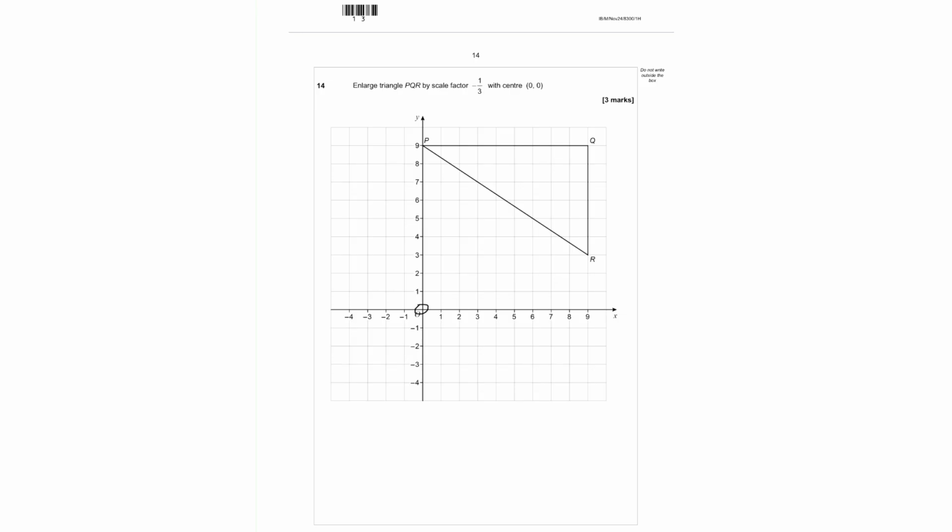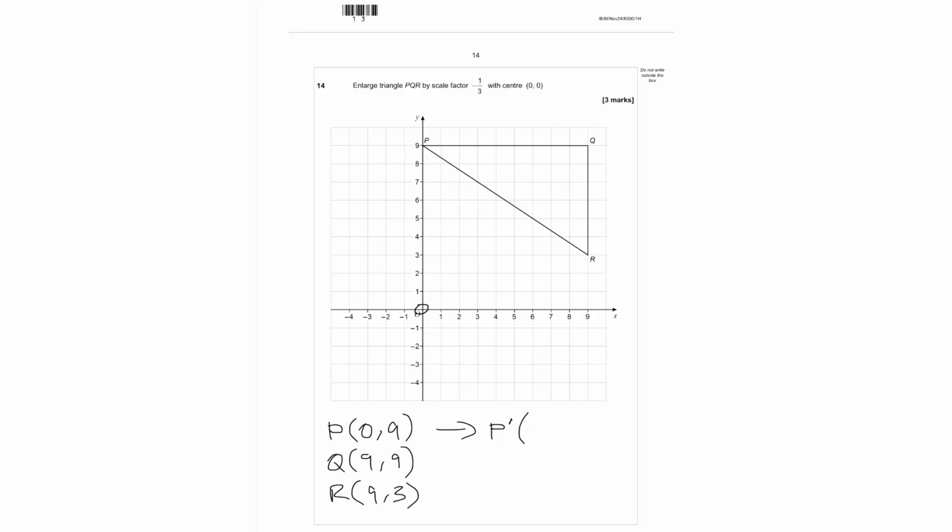So let's just take our PQR coordinates to begin with. We have the coordinates of P as (0, 9), the coordinates of Q as x is 9, y is 9, and the coordinates of R as x is 9, y is 3. And we want to work out these new coordinates. So we're going to times each value by minus 1/3.